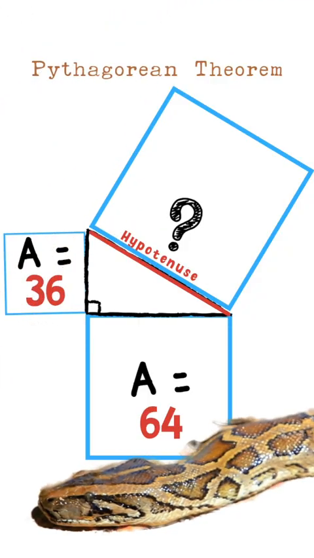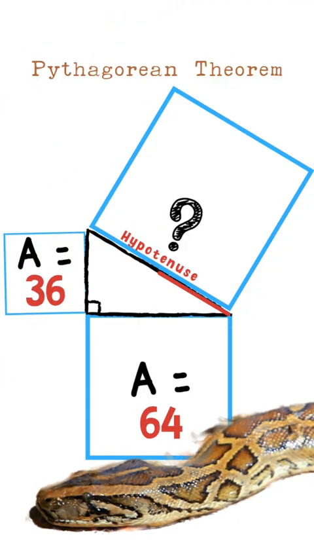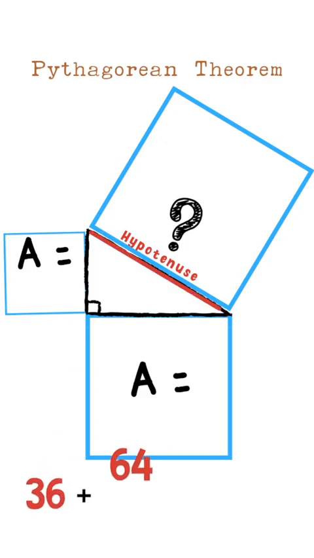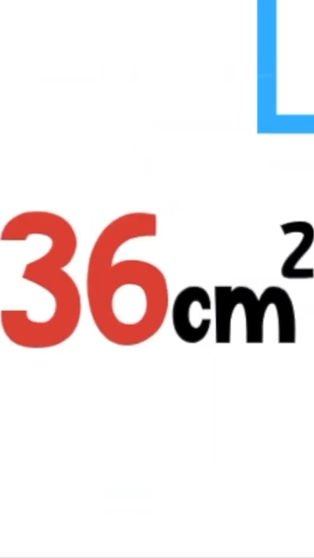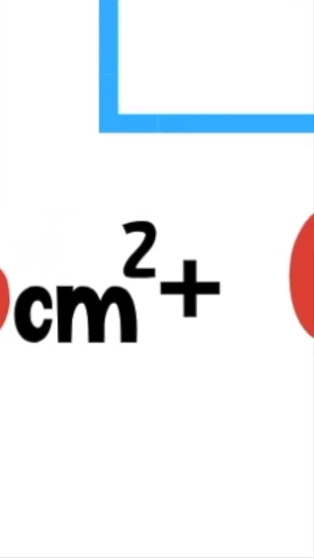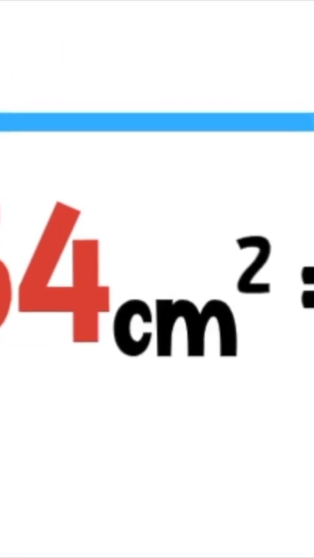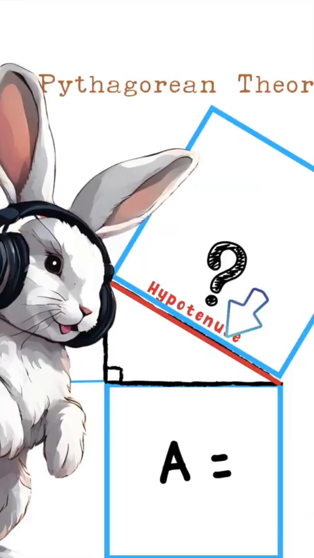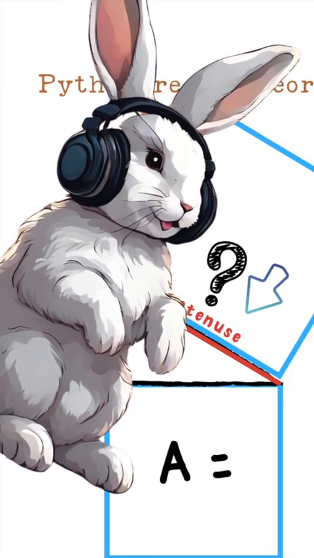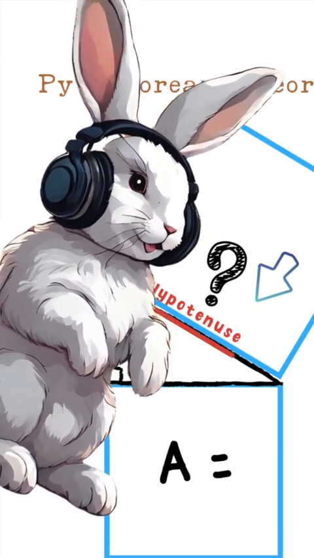So let's add up the areas of these leg squares. Okay, so 36 plus 64. That's 100. Right. So let's write that out. 36 centimeters squared plus 64 centimeters squared. That's the area of those two sides. Equals 100 centimeters squared. But that doesn't help us know the length of the hypotenuse. We just have the area of that box thing laying on it.